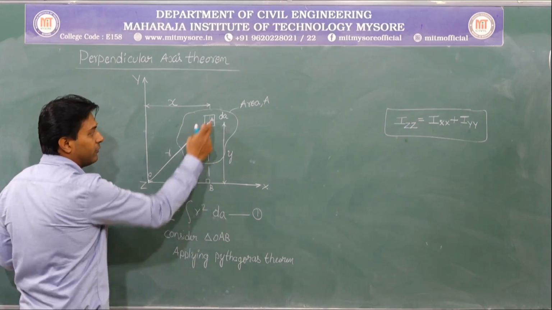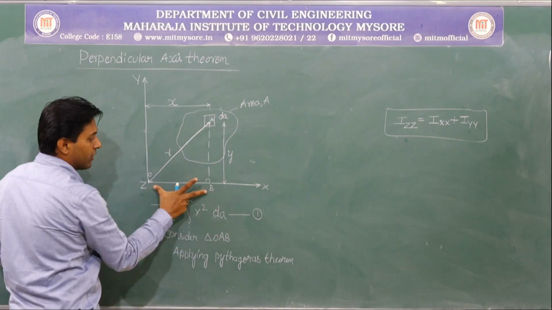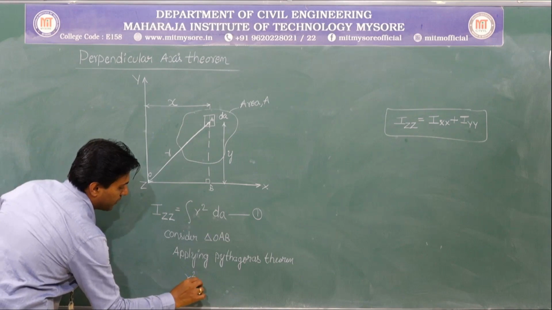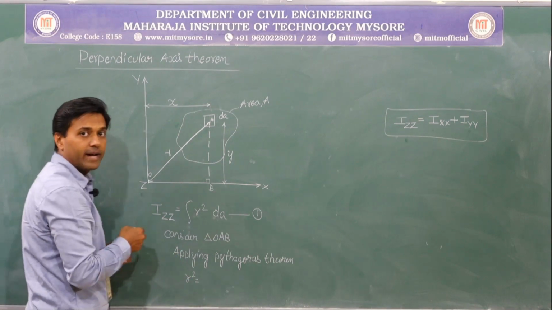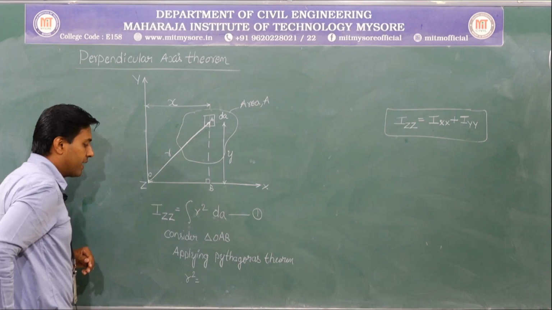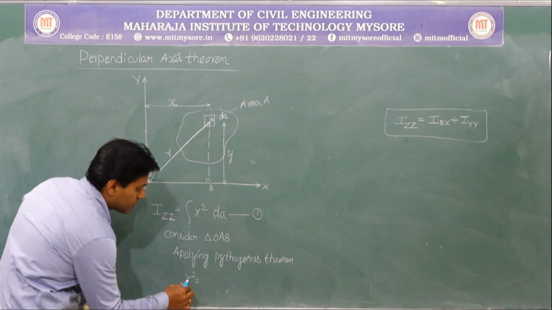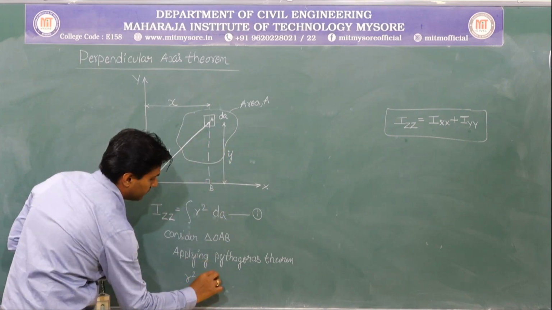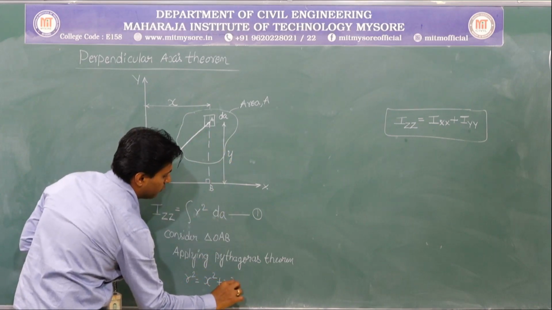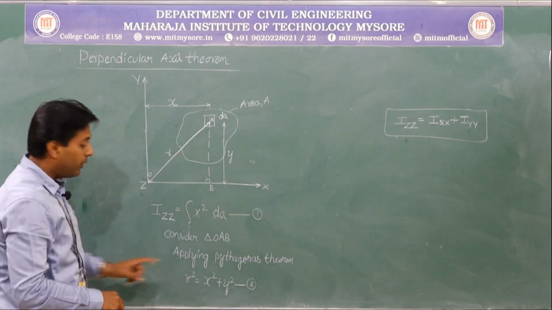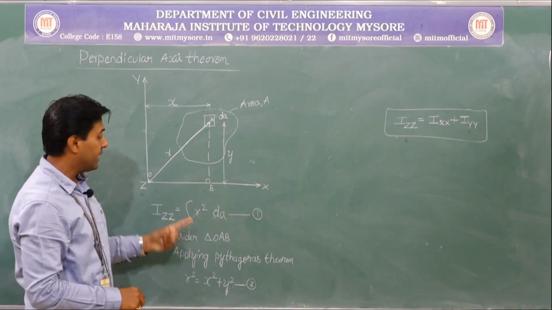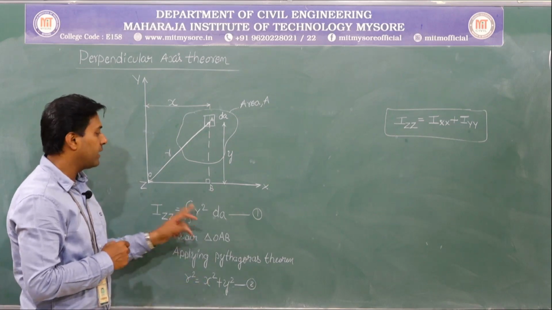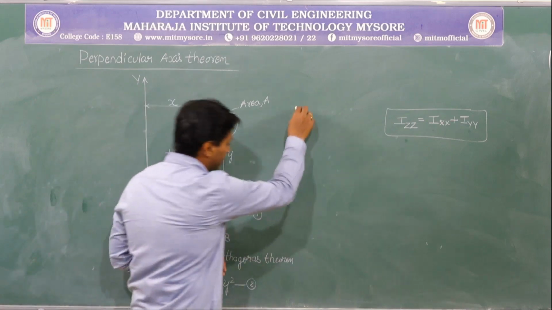The vertical one is y square, and this horizontal distance is x square. So r square, the hypotenuse square, is equal to the sum of the squares of the adjacent sides. So r square is equal to x square plus y square. Let me call this equation 2. Now let me substitute equation 2 in equation 1. Then what will happen? Let us check it out.